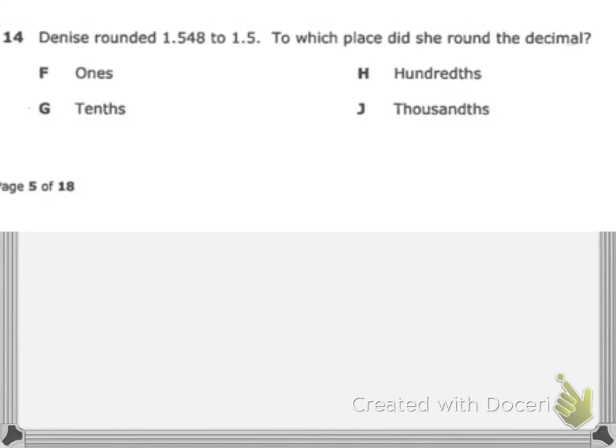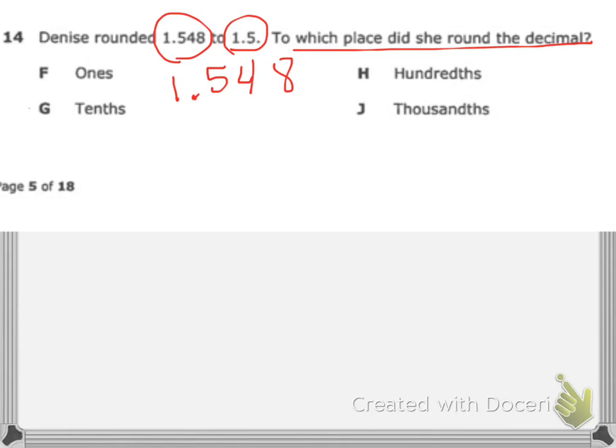Number 14. Denise rounded 1.548 to 1.5. To which place did she round the decimal? Okay, so we start with 1.548, and we want to end up with 1.5 by rounding.